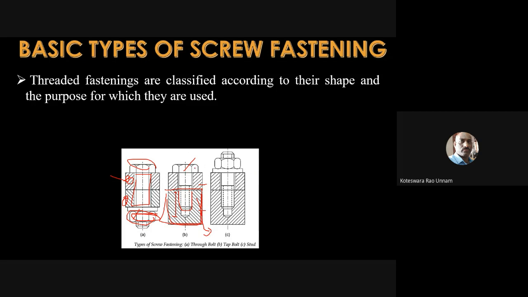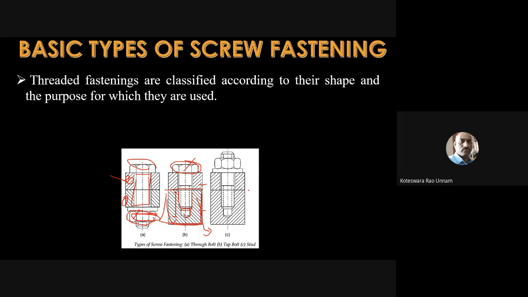The only difference here is that in the case of a bolt, you definitely have a shank portion and a threaded portion, and in addition you have a head, something like a hexagonal or square head. This kind of connection we call a tap bolt.